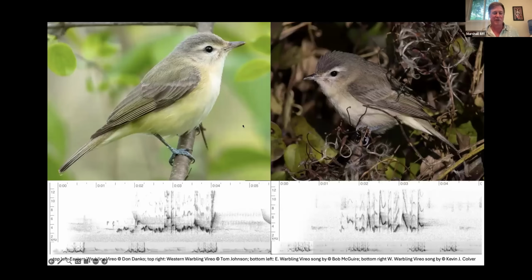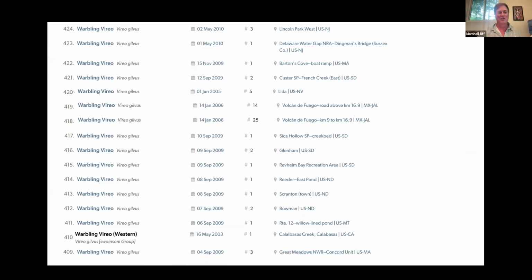But down below, you can see the song difference, and eastern warbling has sort of this rollicking, slurred song with a rise at the end, and western warbling just looks totally different on the sonogram, and that is one of the important things that we think the species use for recognition. So here's my life list of warbling vireo sightings, and here's what's going to happen in eBird. We're going to assign these ones to eastern. They're from Massachusetts and New Jersey, places where only eastern warbling vireo is known during the breeding season. Then there's some that we're going to assign to western. So Nevada, the wintering population in Jalisco, Mexico, probably will go into western.